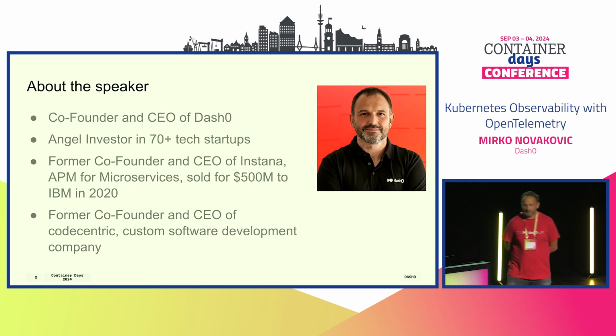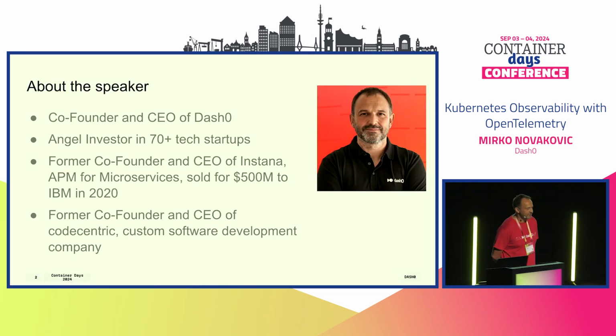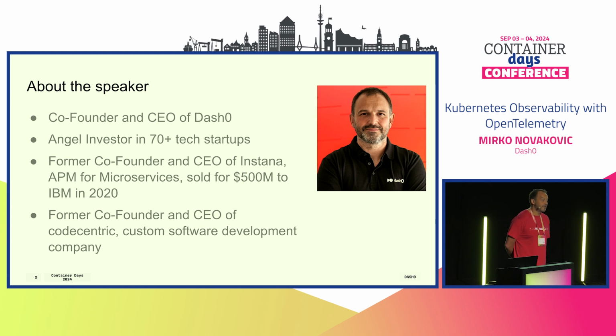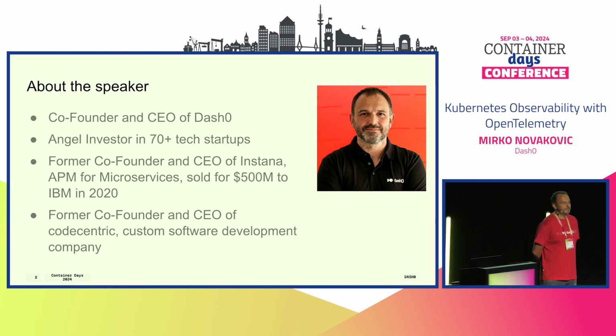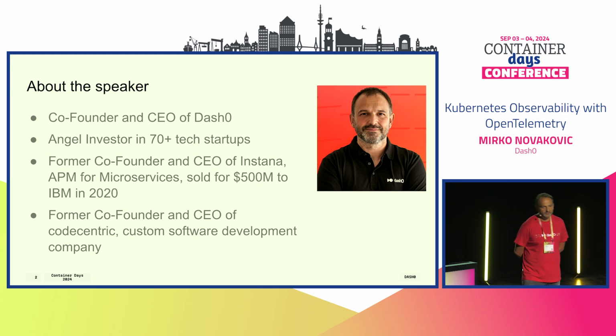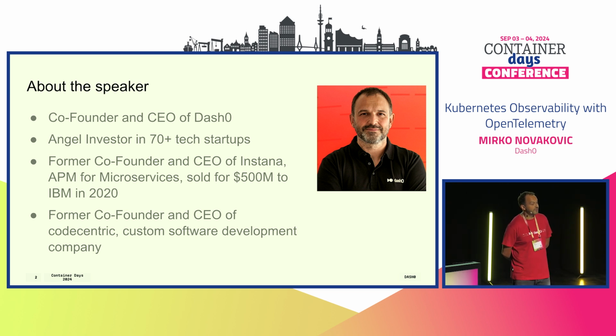A little bit about me. I'm co-founder and CEO of Dash0, and before that I already had the observability APM company called Instana. We were especially built for Kubernetes and APM for microservices at the time. We sold to IBM in 2020, and before that I co-founded a consulting business here in Germany called Codecentric, which also has an office here in Hamburg.